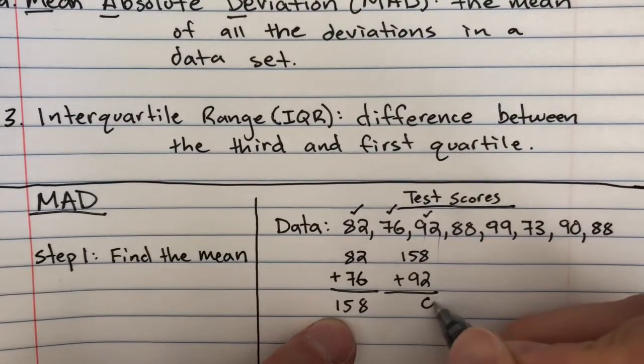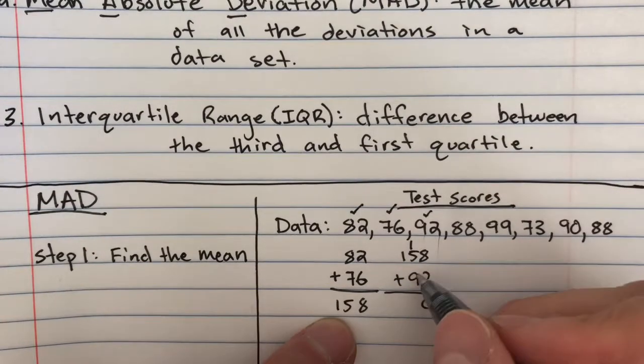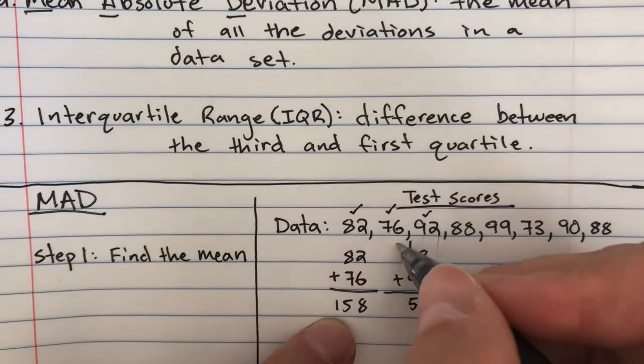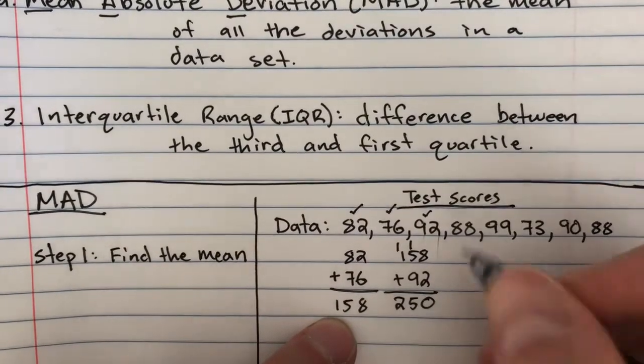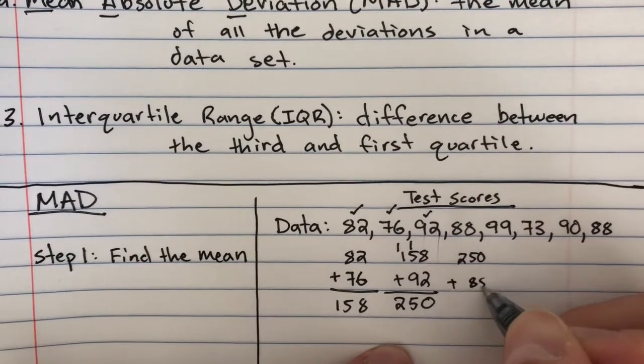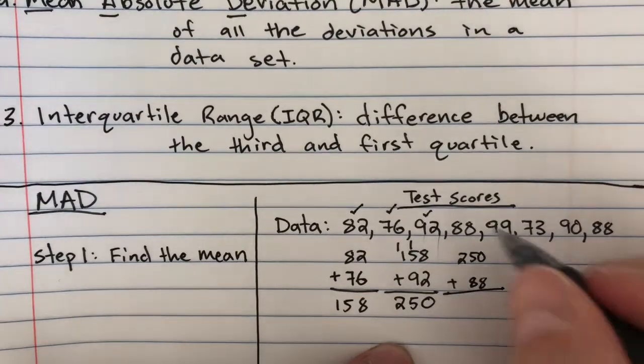8 plus 2 is 10. Carry the 1. I've got 9 plus 5 is 14, plus 1 is 15. Carry the 1. That is 2. Do 250 plus 88, like that.